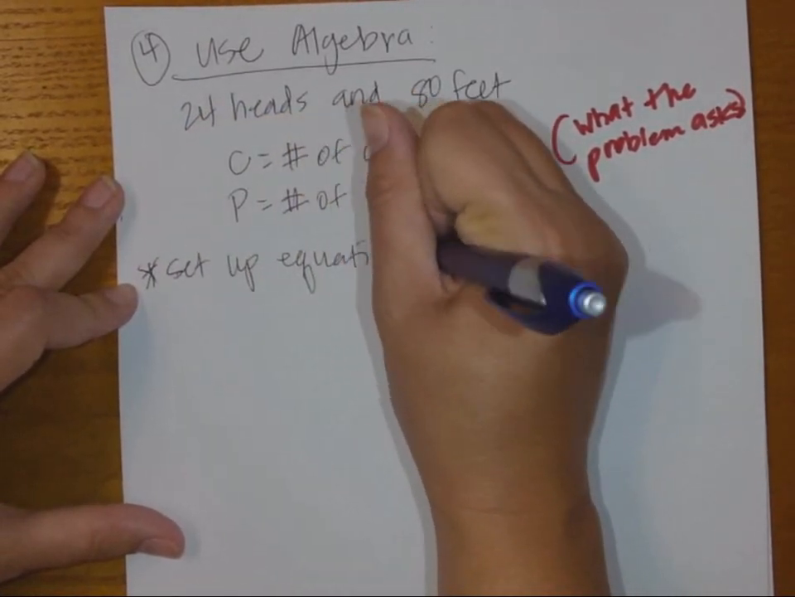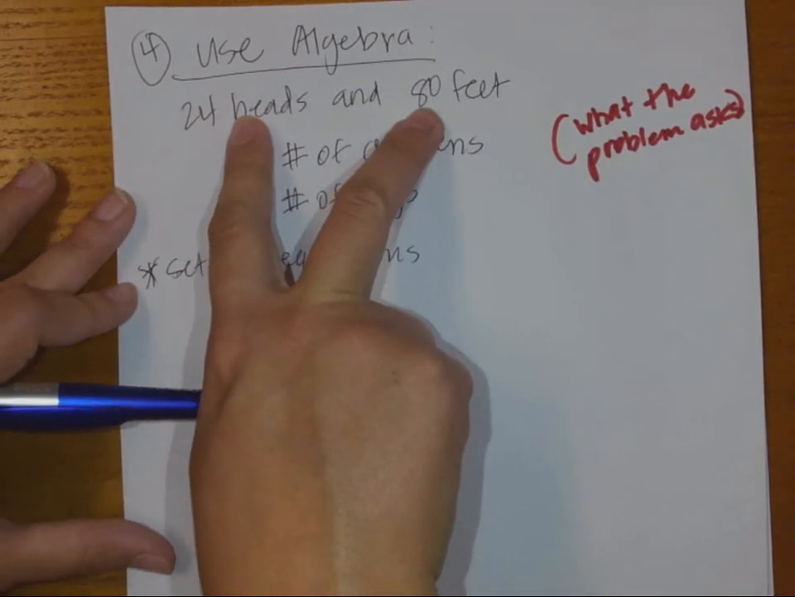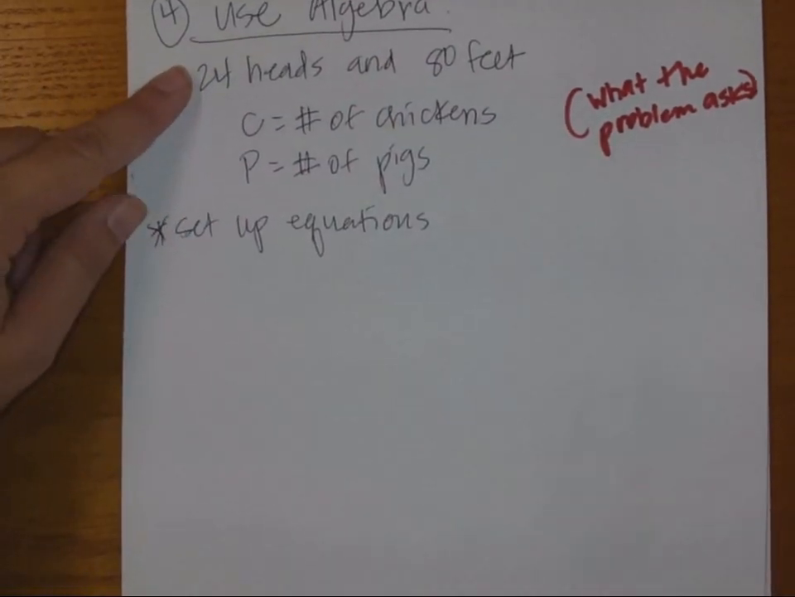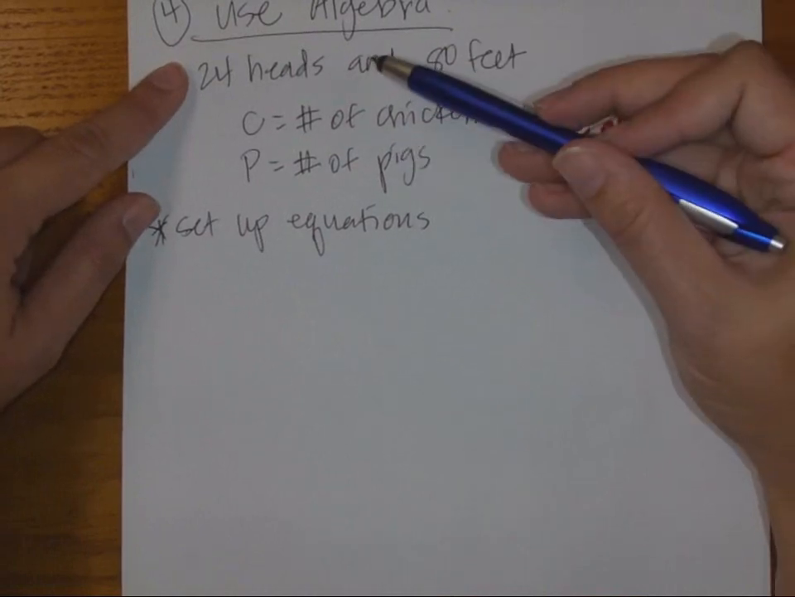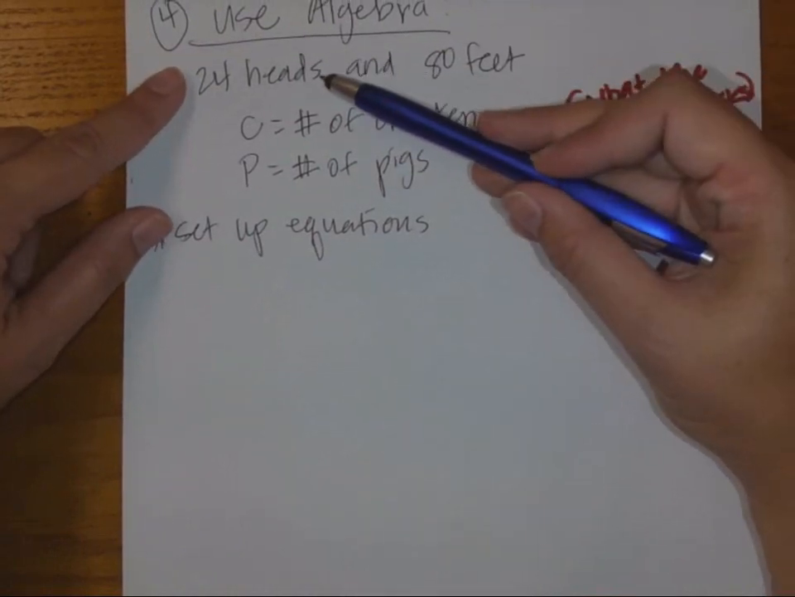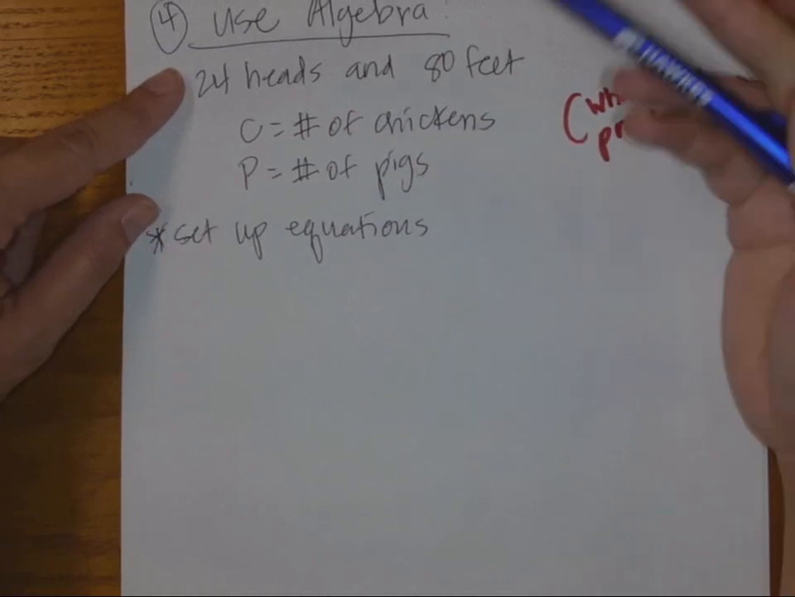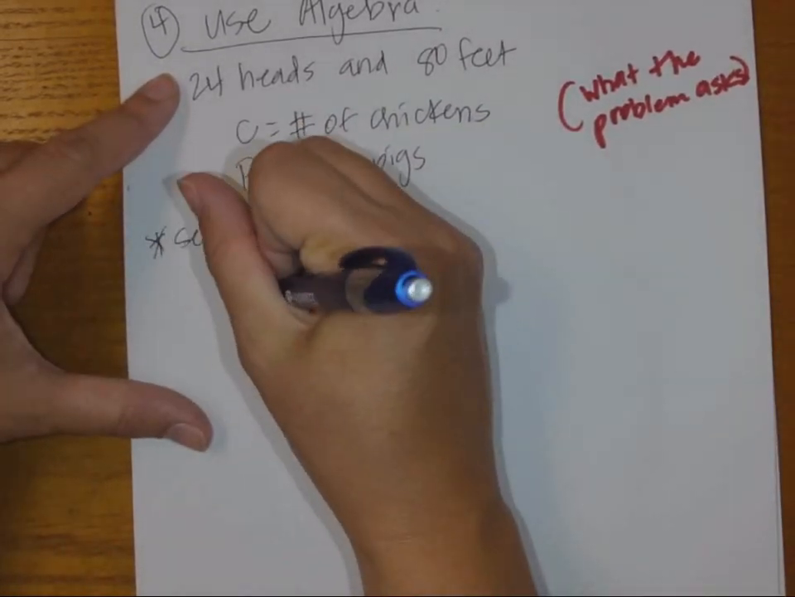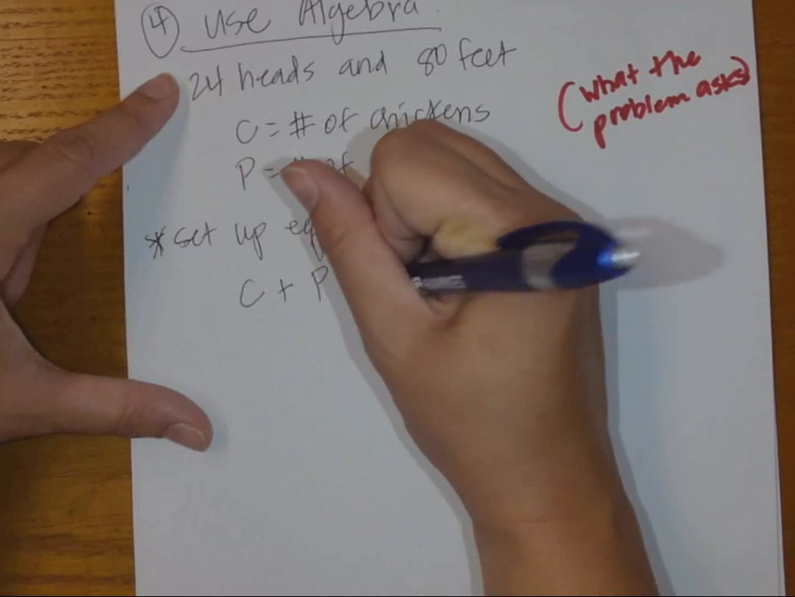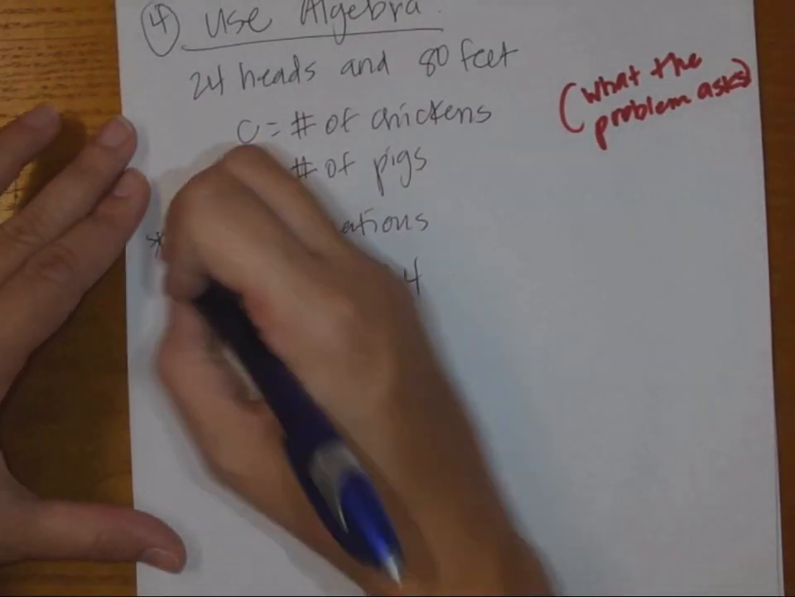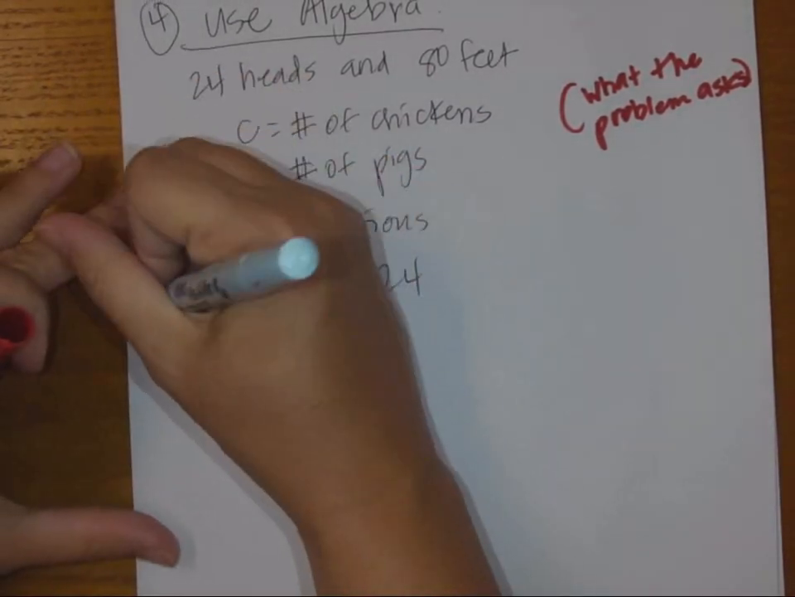Okay, so the equations, I have two pieces of information, so that's going to be my two equations. So 24 heads. How in the world am I going to use C and P to get 24 heads? Well, 24 heads is just the number of chickens plus the number of pigs we have. So chickens plus pigs equals 24, right? So this is our head equation. Let me put that in red.